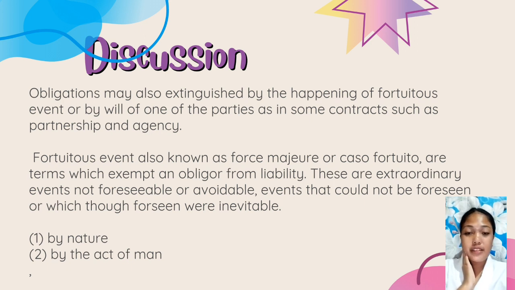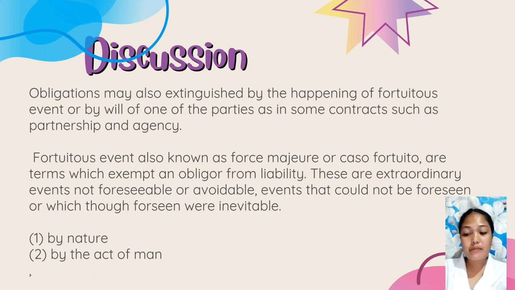Fortuitous event, also known as force majeure or casus fortuitus, are terms which exempt an obligor from liability. These are extraordinary events which are not foreseeable or avoidable, events that could not be foreseen or which, though foreseen, were inevitable. Under Article 1174 of the Civil Code of the Philippines, it is not enough that the event could not have been foreseen or anticipated, as is commonly believed, but it must be one impossible to foresee or to avoid.